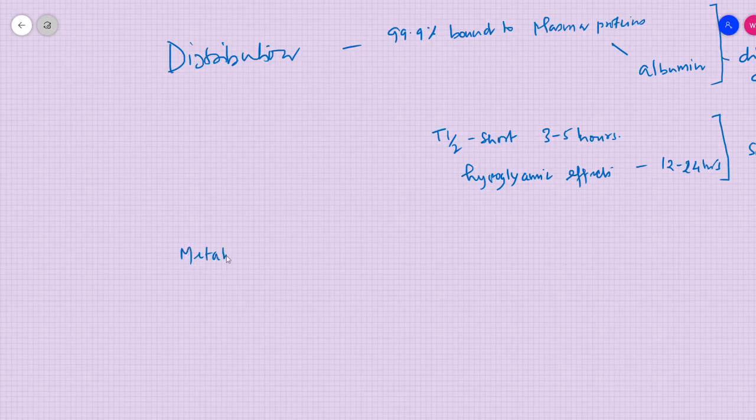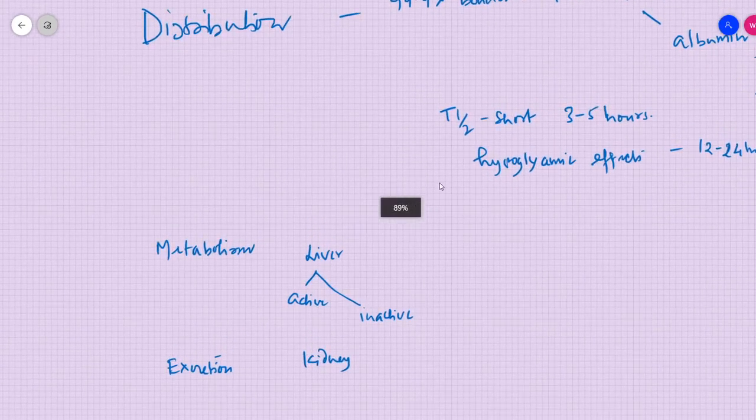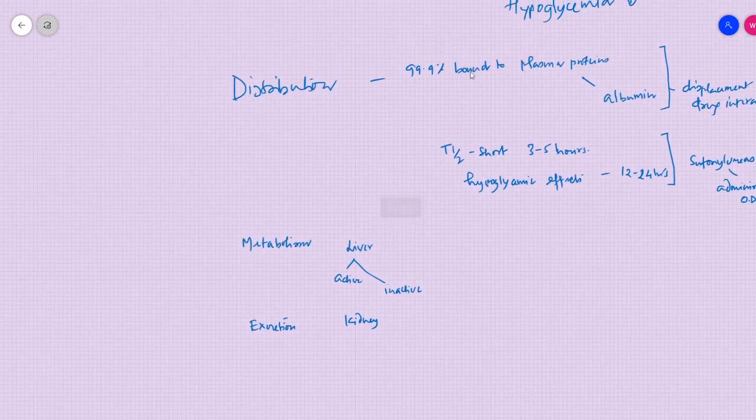Metabolism. We have already mentioned that the liver metabolizes it to both active and inactive components. So metabolism is through the liver. And what about excretion? We said the metabolites are excreted through the kidney.